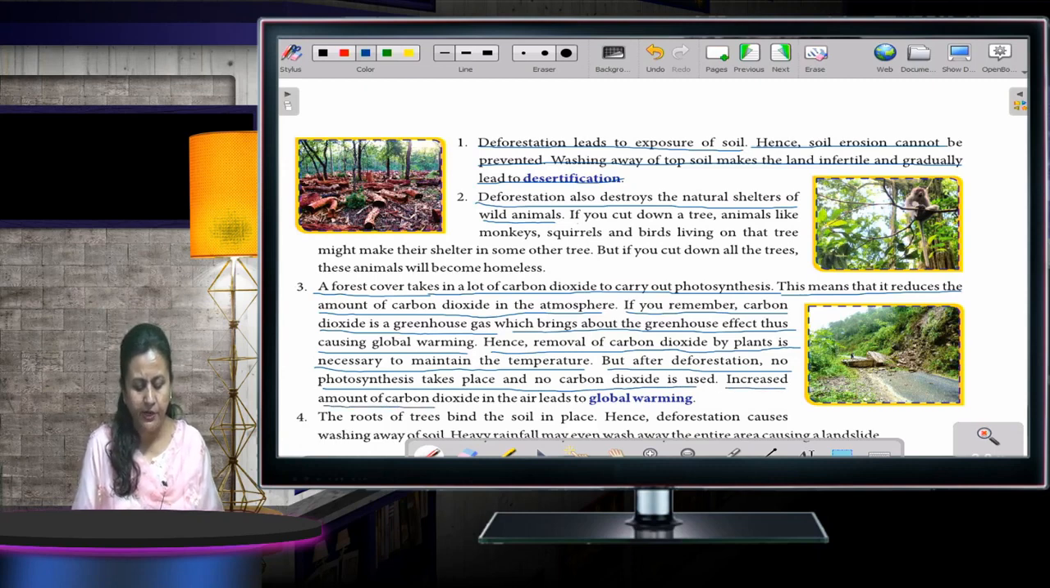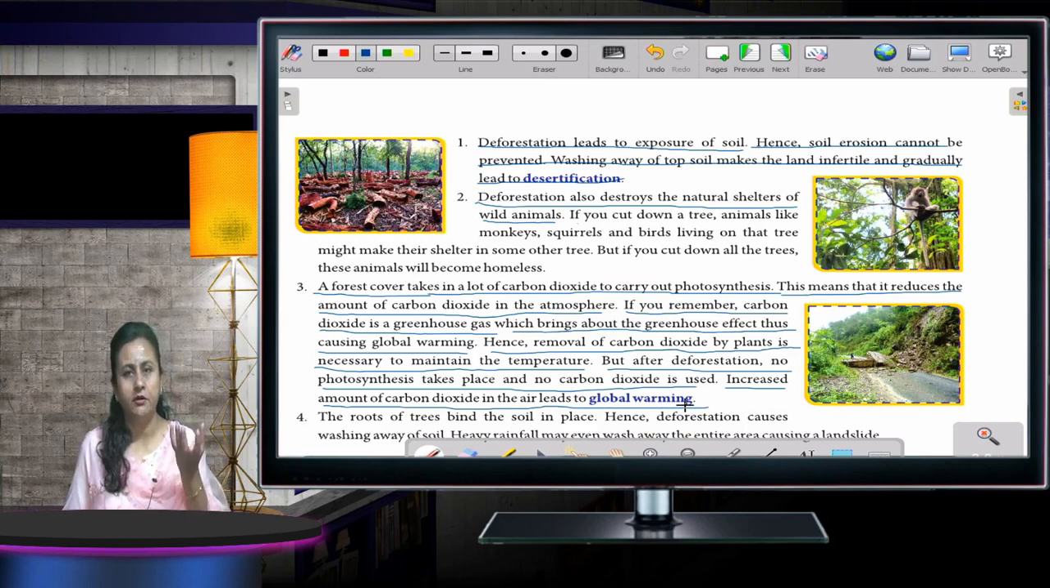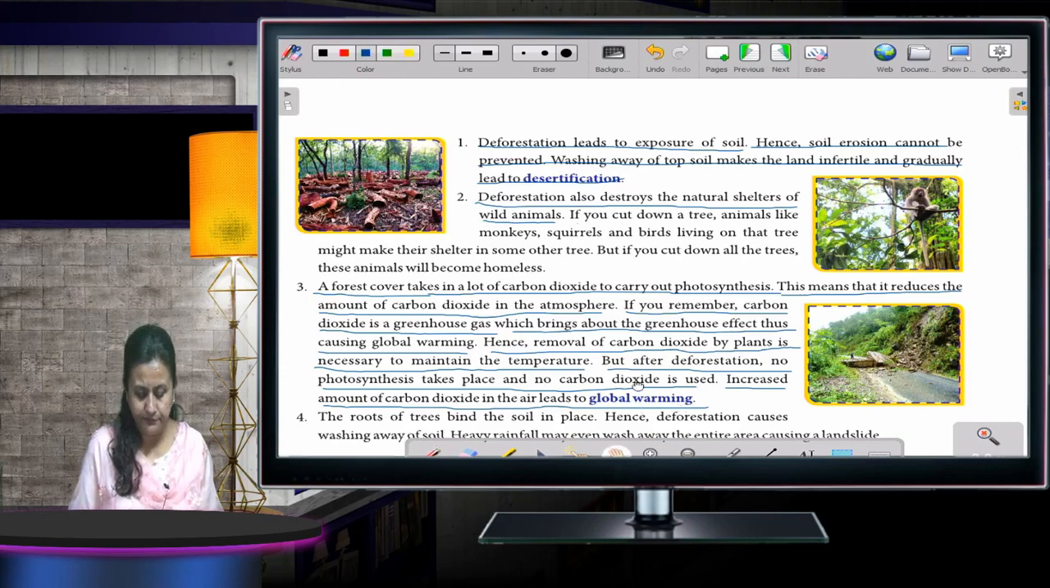But after deforestation, no photosynthesis takes place and no carbon dioxide is used. Increased amount of carbon dioxide in the air leads to global warming, because the content of carbon dioxide in the air would be increasing. So, with the increase in the amount of carbon dioxide, the temperature of the earth would also be increasing.